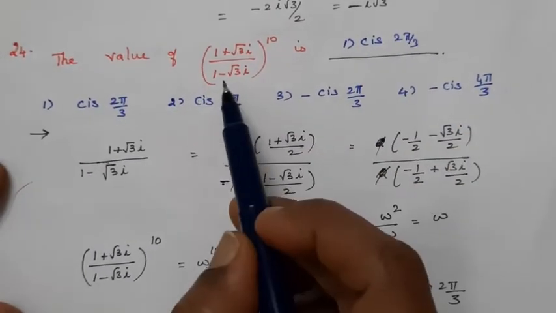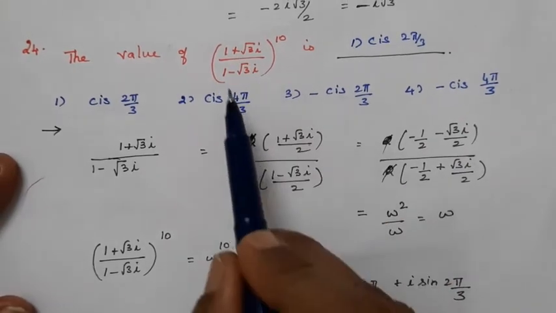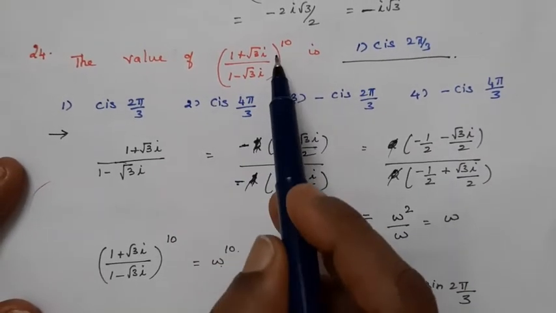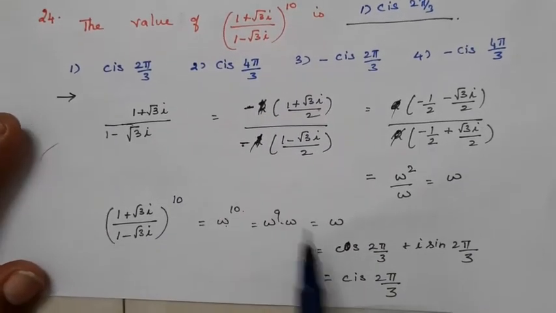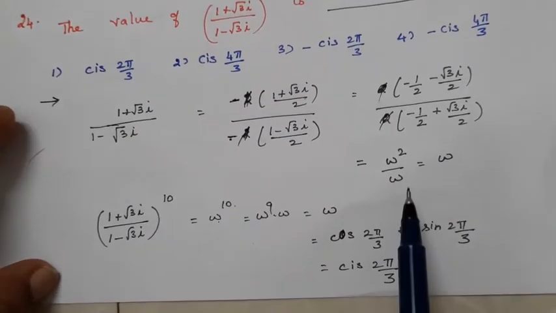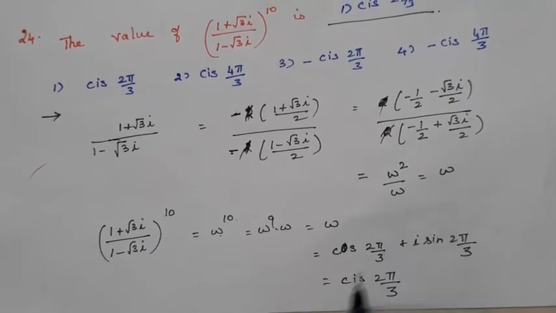So instead of replacing it in the standard form, again converting into polar form, then applying the power, we get it easily just by doing a small adjustment, as the values are equal to the values of omega and omega squared, the cube roots of unity.